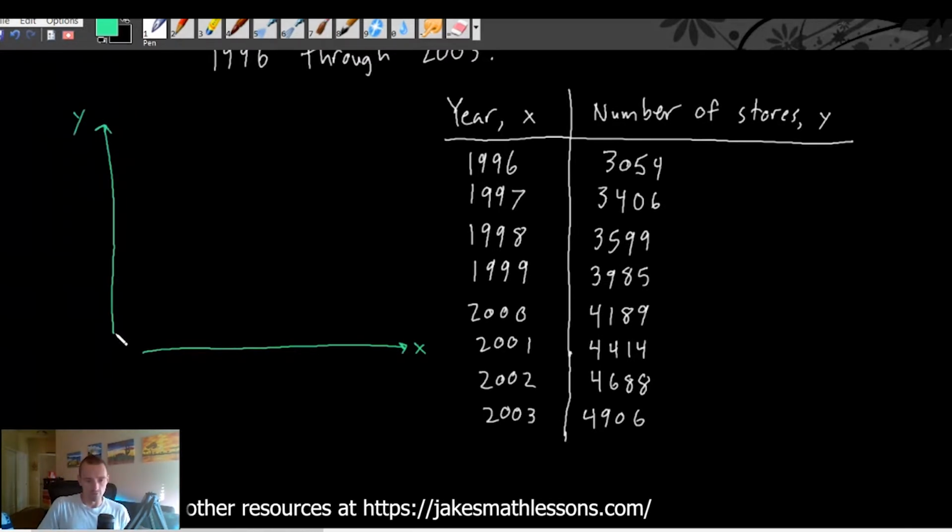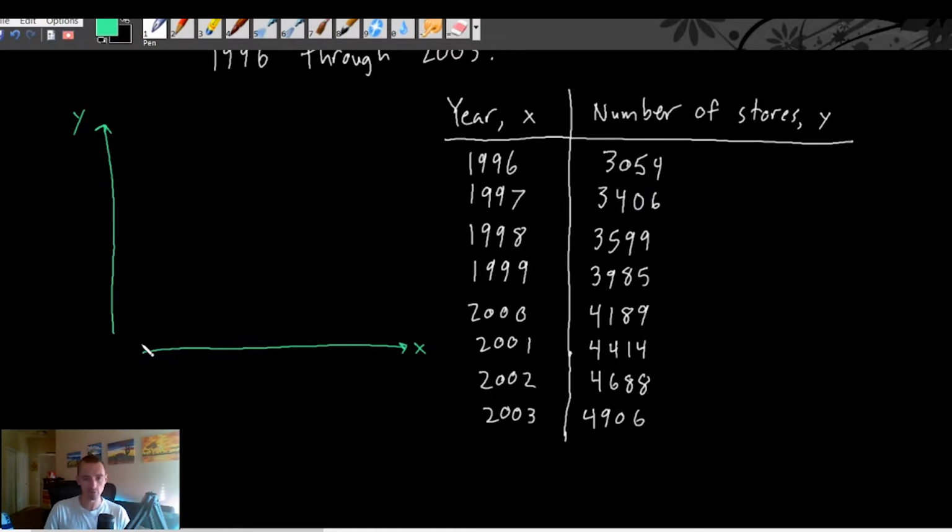Another thing to point out here, obviously, since we're starting at the year 1996 and going up through 2003, we don't necessarily want to start labeling our x-axis at 0. Also, the number of stores is starting at 3,054, so we don't really want to start our y-axis labeling at 0. So you may see this zigzaggy axis line. Basically what that means is you're skipping over some numbers.